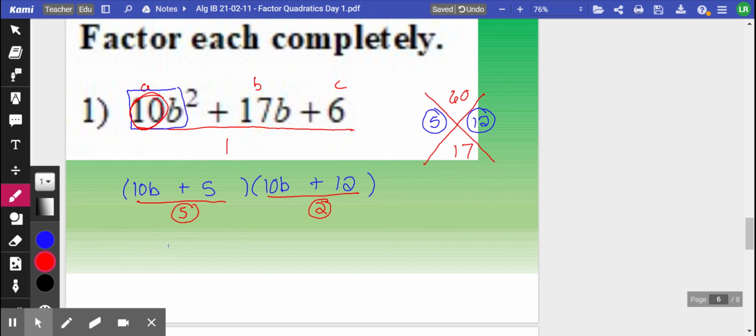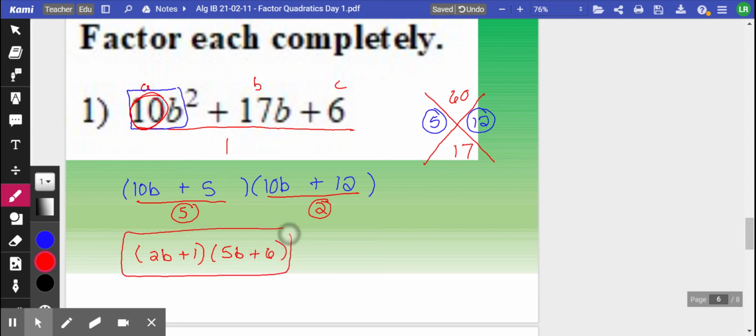Okay, so let's go ahead and divide this out. For the first one, when I divide both of these by 5, I get 2b plus 1. When I divide both of these by 2, I get 5b plus 6. And I am done.